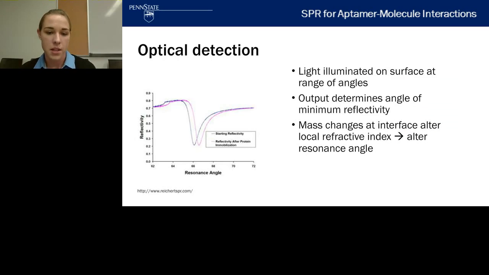So when we're scanning a range of angles of light, we can look at the reflectivity and see that a minimum exists, and this is our resonance angle, as you can see in the figure on the left. So when the output reaches this, we have the minimum, and we can see that this shifts as we have mass that's absorbed on our sensor chip. So changes in the interface are going to change the local refractive index, and this is what's altering the resonance angle.